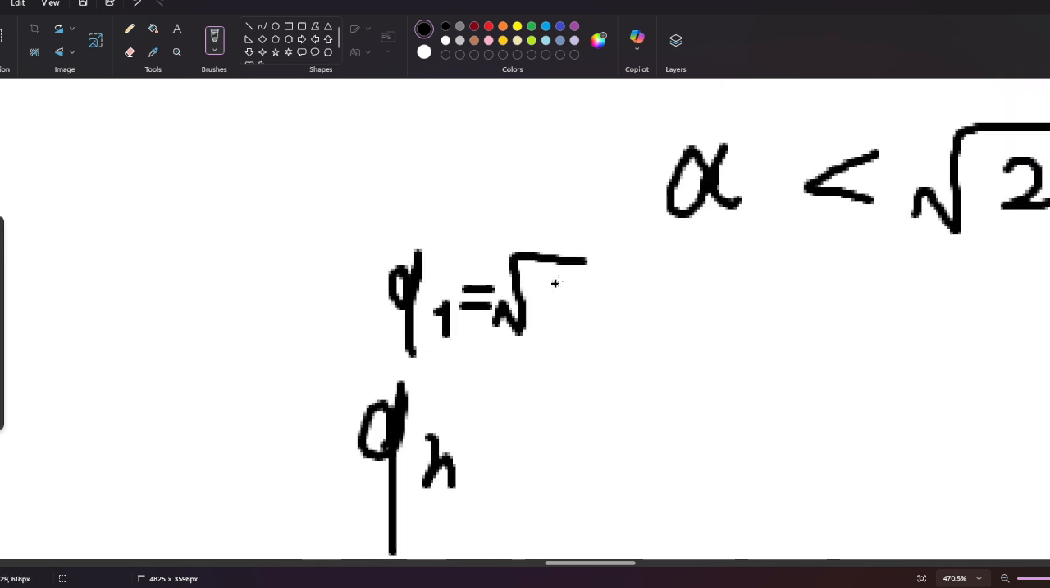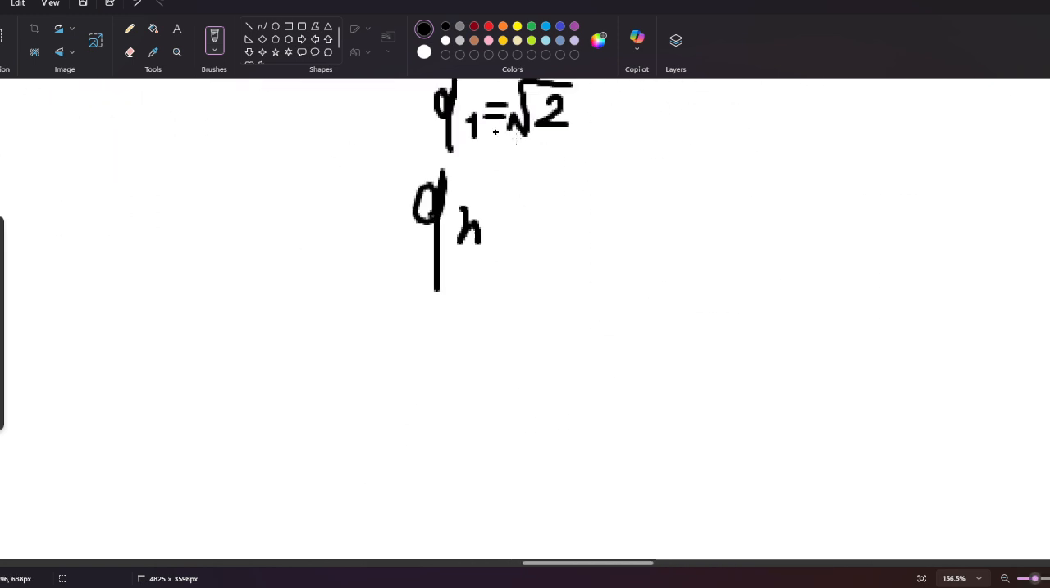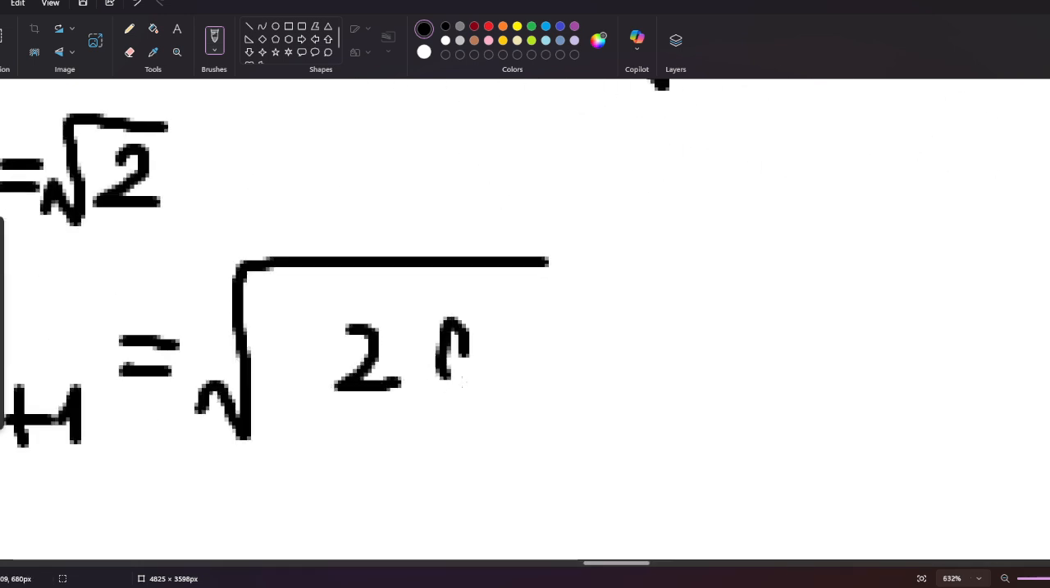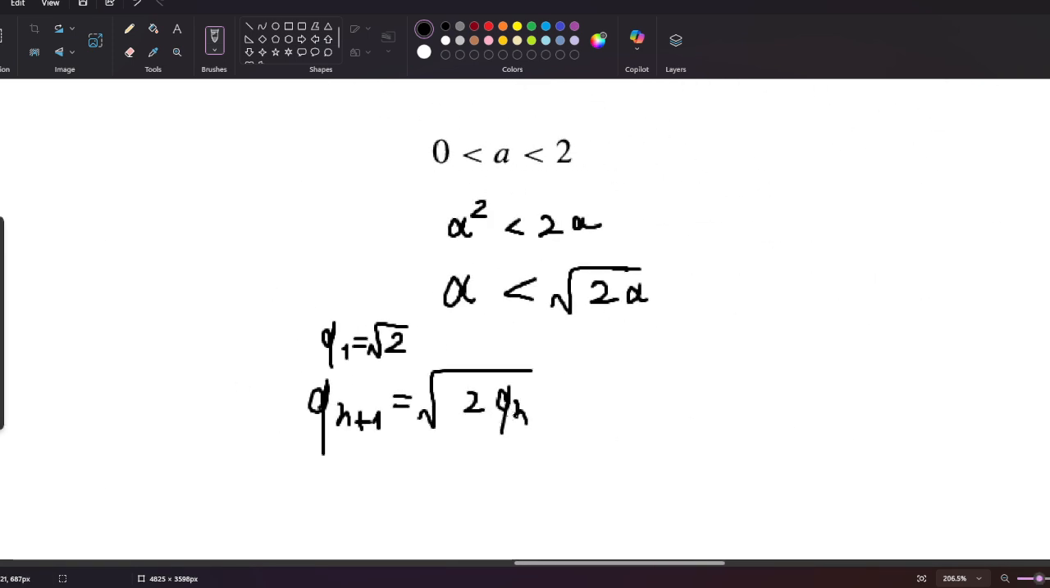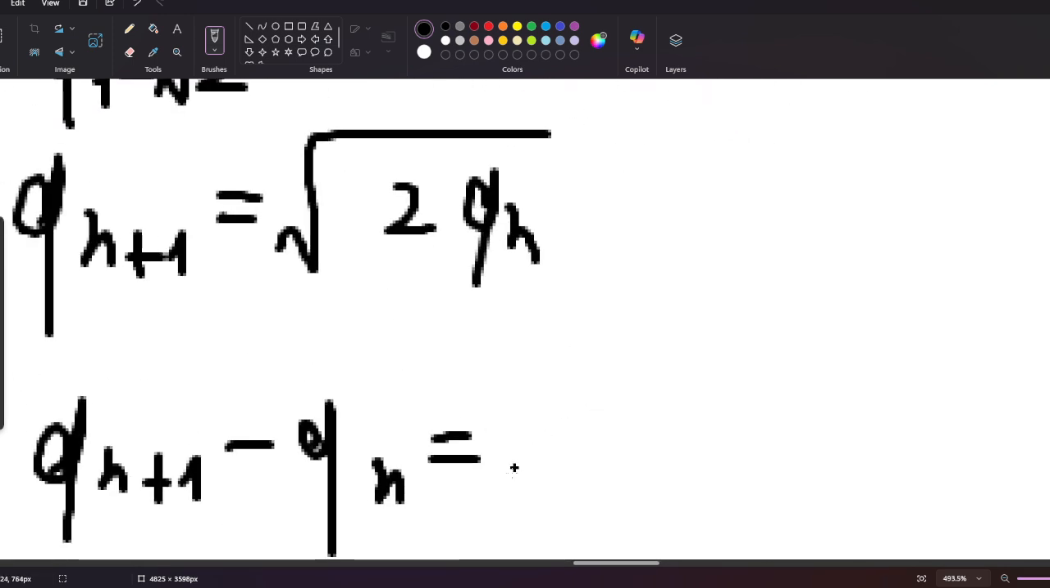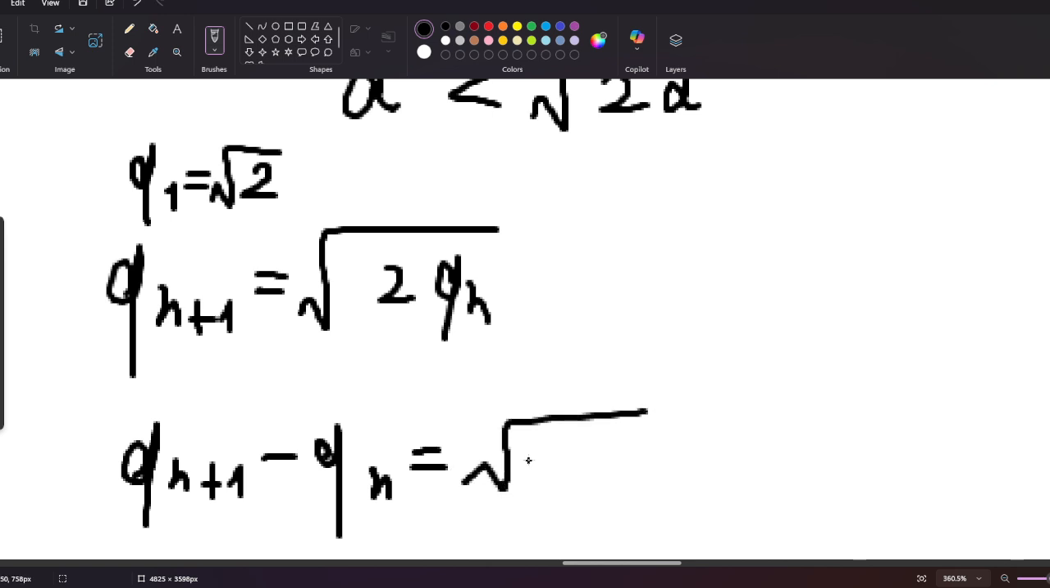So now we need to prove that this sequence converges. So let's denote the sequence as Qn. Let's say that Q1 equals square root of 2. And let's denote Qn plus 1 equals square root of 2 times Qn. Okay, cool. Now let's find the difference. Qn plus 1 minus Qn is going to be square root of 2 times Qn minus Qn.